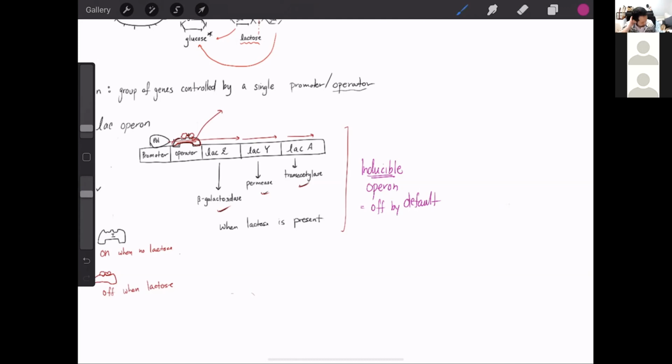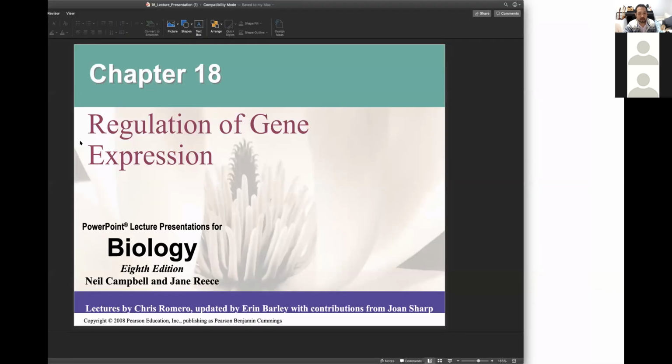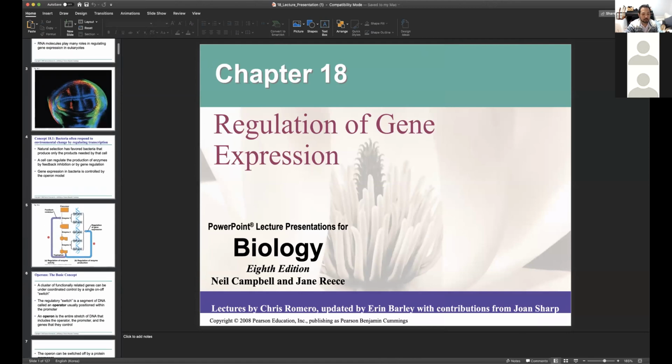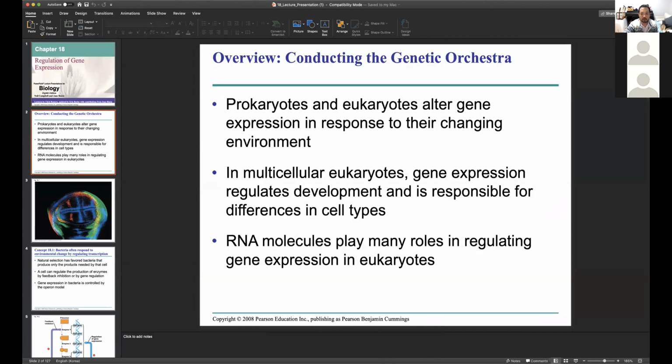Yes? Okay, good. Now, what I want to show you is another operon, but for that one, I'm not going to do too many drawings. I'm actually going to show you a set of slides here. This is chapter 18. Can you guys see my slides right now or no? There should be a little green thing that's showing up, but I don't actually see it. I guess it's fine. You guys can see this slide, right? Overview, conducting the genetic orchestra.